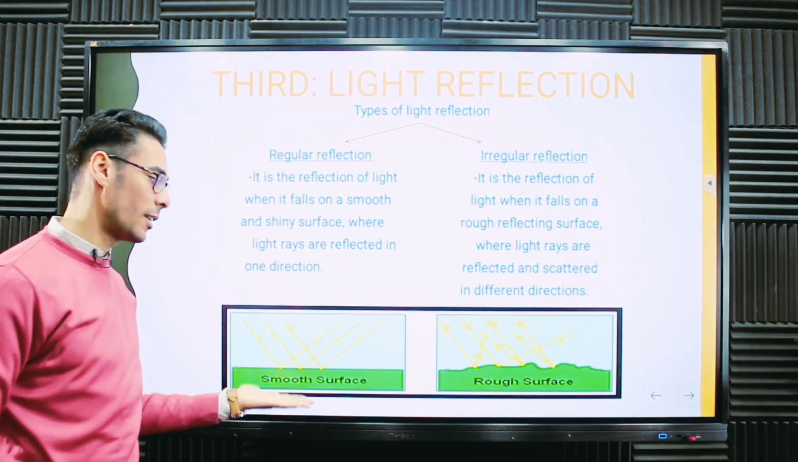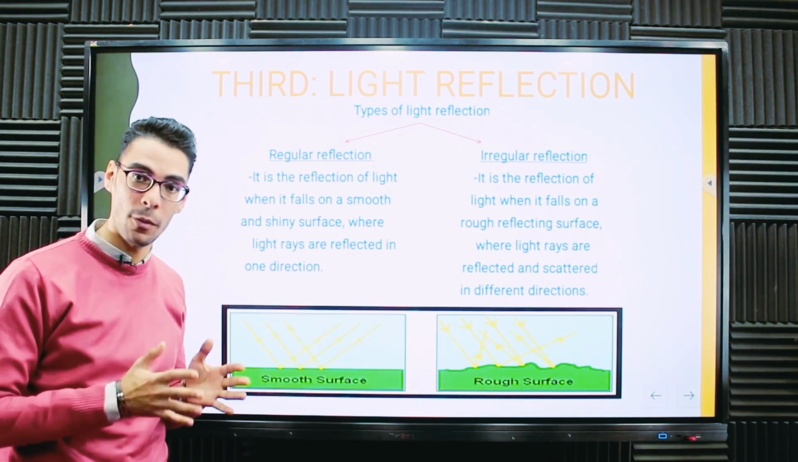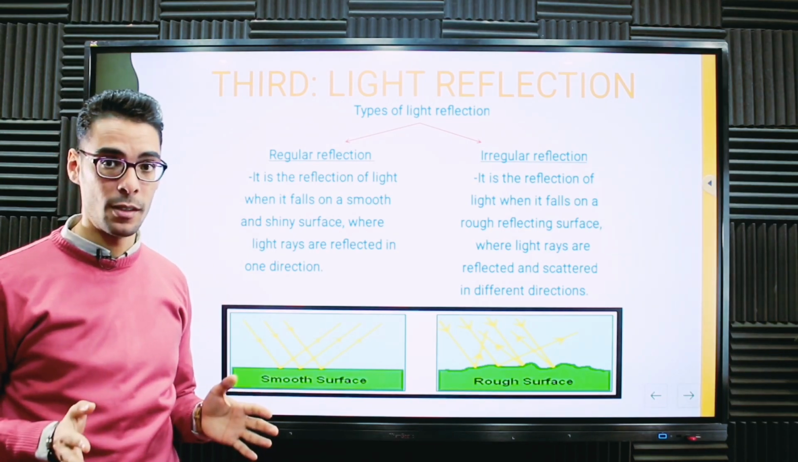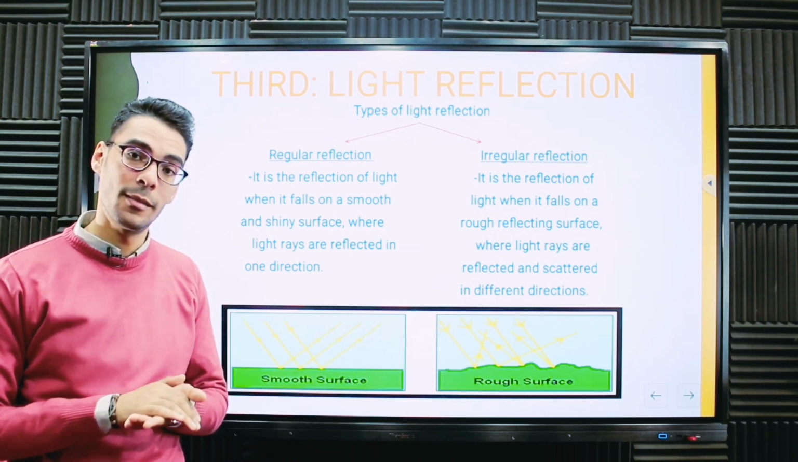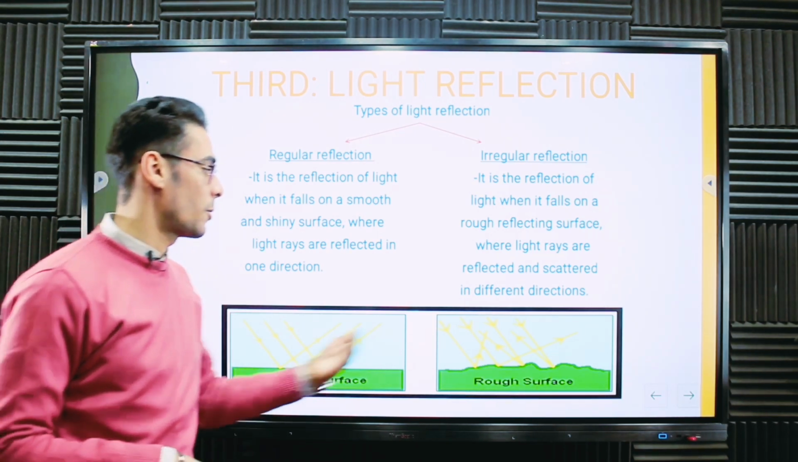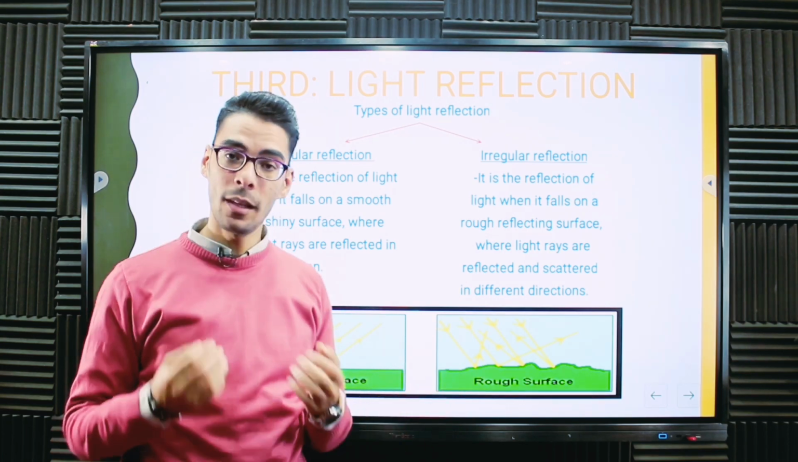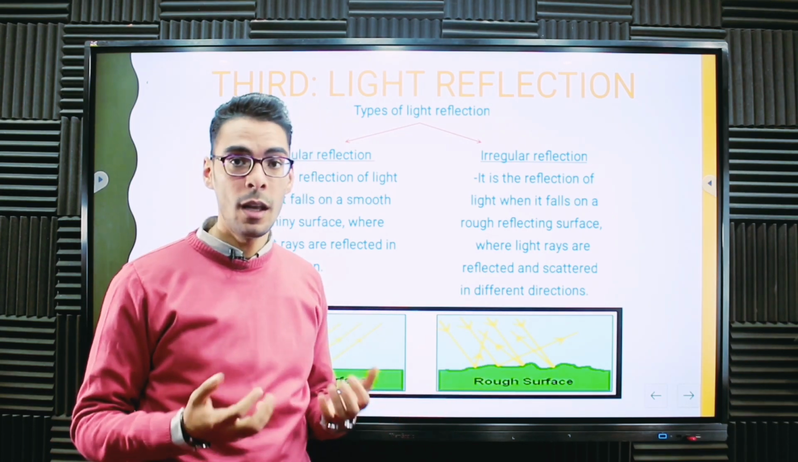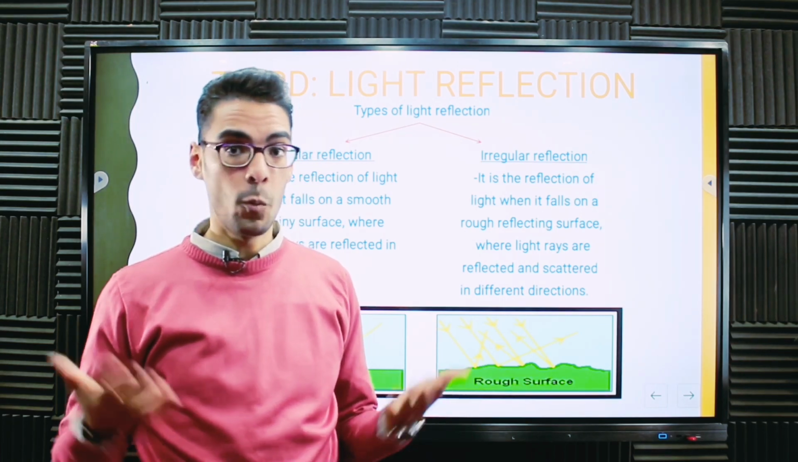Here, regular reflection: all light rays are reflecting in the same direction when they fall on a smooth surface, such as a mirror, such as a smooth water surface. Okay, so here, that's the irregular reflection, which happens when the light rays fall on a rough surface, such as wood, such as, for example, the wall.